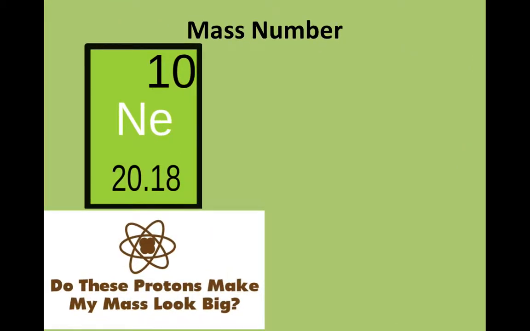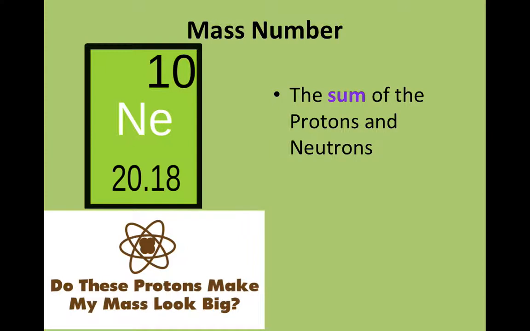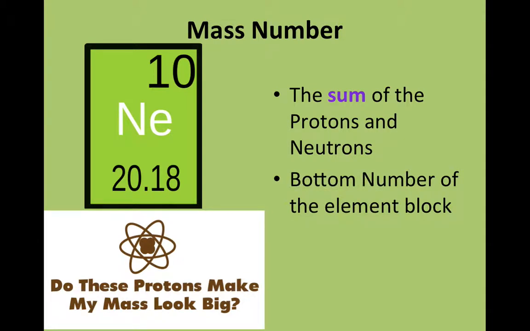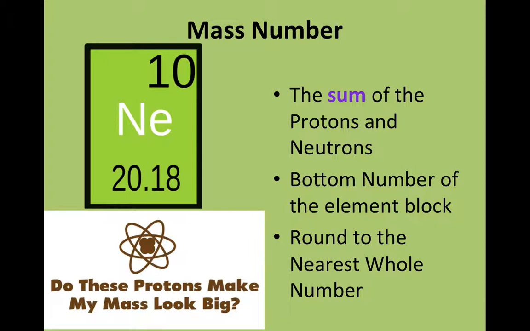Our mass number, again, is the largest number. It's the mass, where a majority of the stuff is located. And remember, in the nucleus, we said that's where our protons and neutrons are located. So we add them together, and what you get at the bottom is the average atomic mass. It is the number at the bottom, and typically what we want to do is round it up to the nearest whole number.